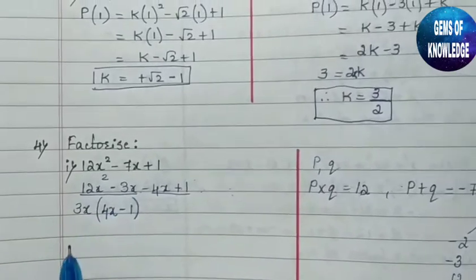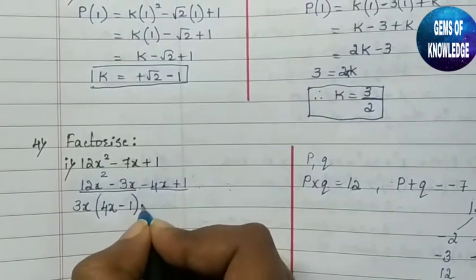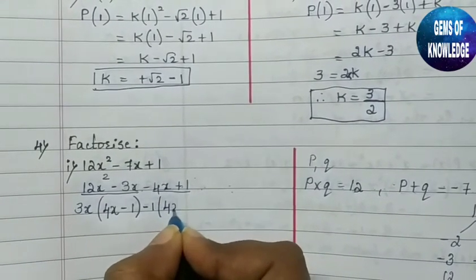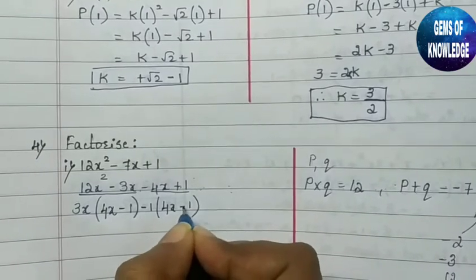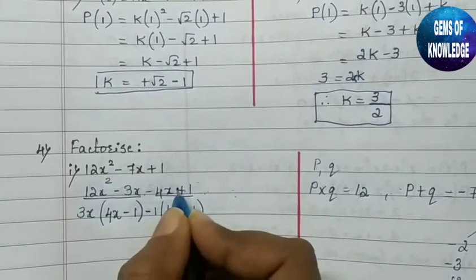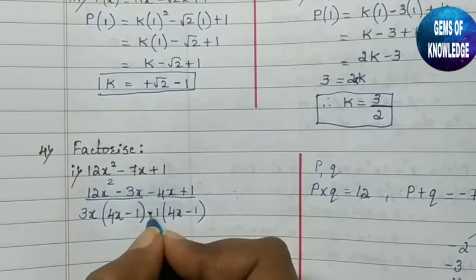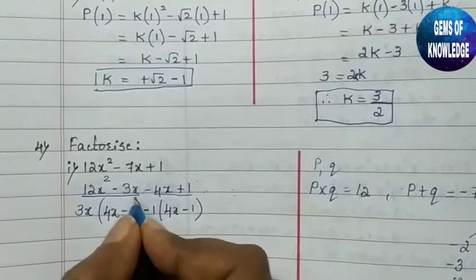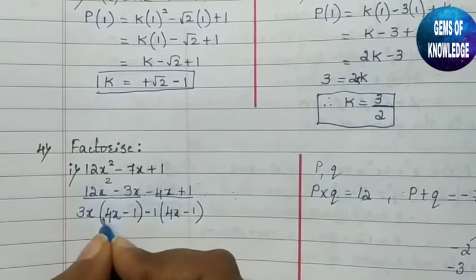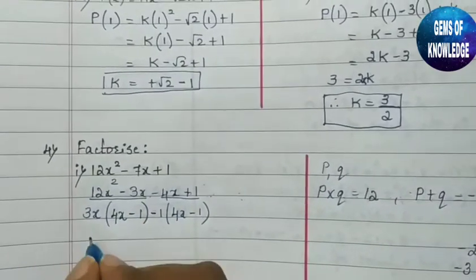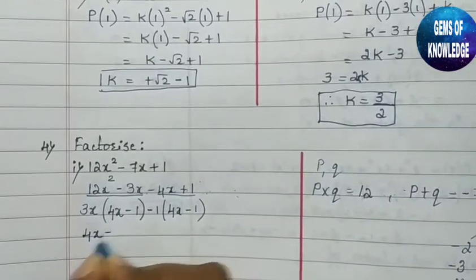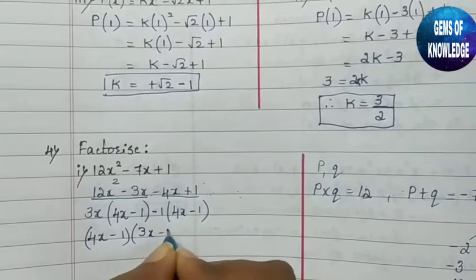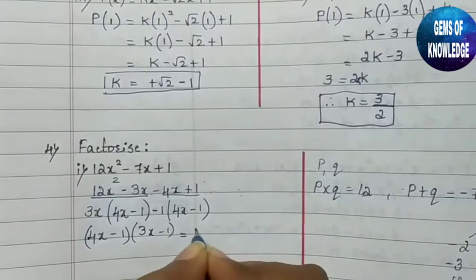Then here you can see minus 1 we will take out, and what will be remaining is 4x minus 1. Why minus 1? Because minus into minus we are going to get plus. Similarly, minus into plus we are going to get minus. Basically you need to remember that the things inside the brackets must be similar. So you are getting 4x minus 1, and here you are getting 3x minus 1, which is equal to 0.